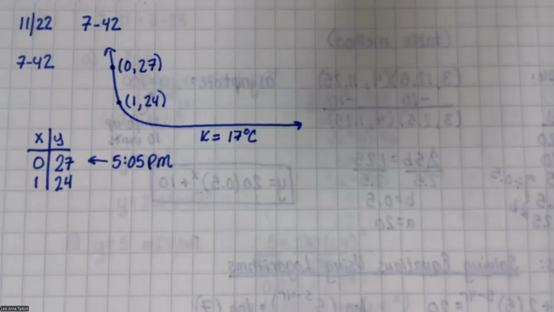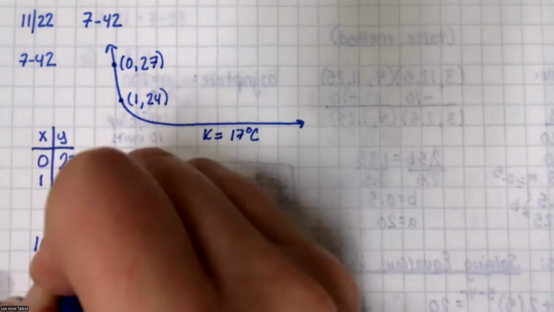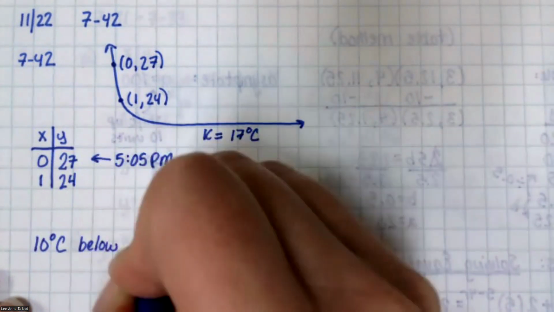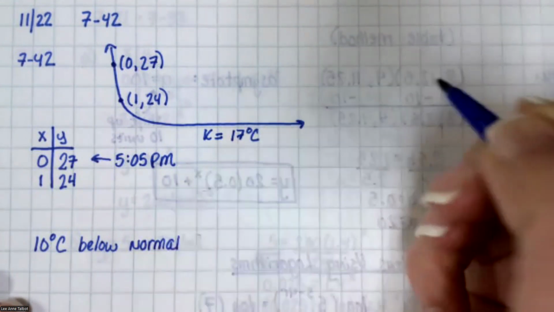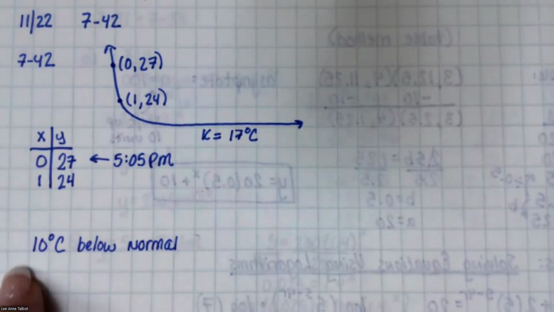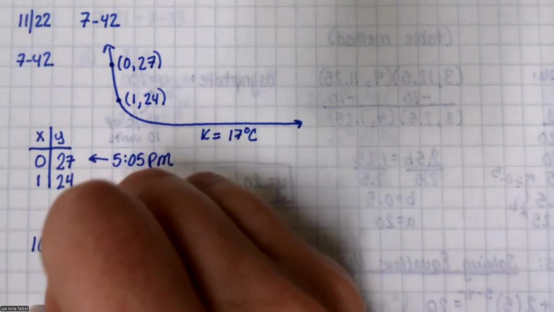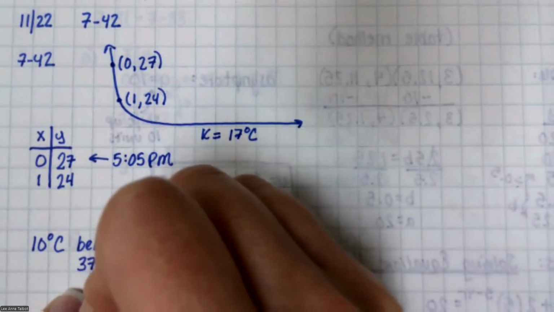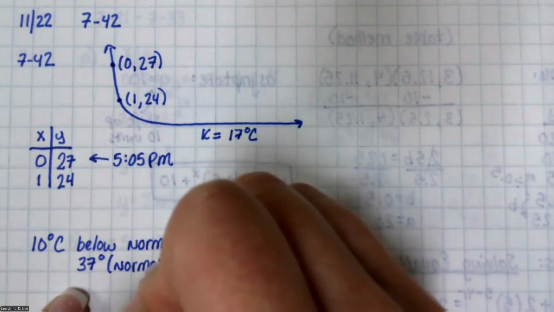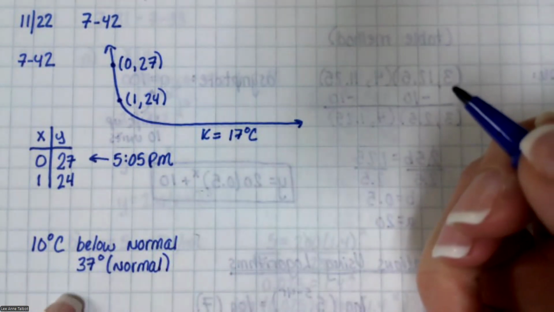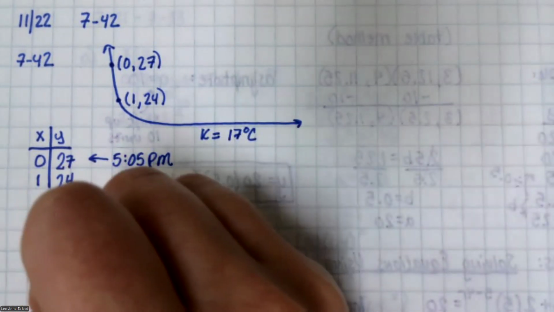Anyone have, yes? Okay, so 10 degrees Celsius below normal. Okay, so what would normal be then? 37. Okay, 37 is normal. And would that be an X or a Y? Well, that's why.